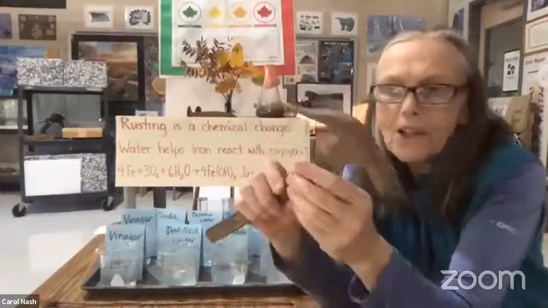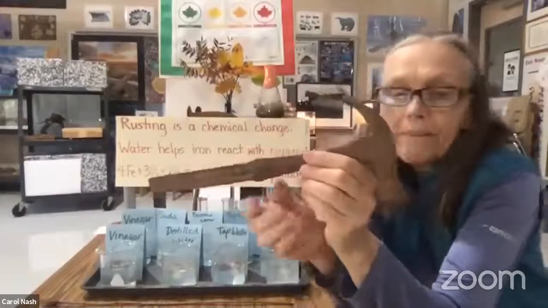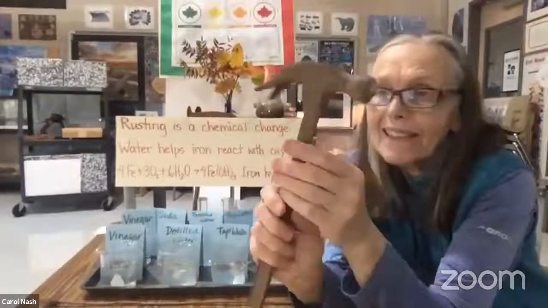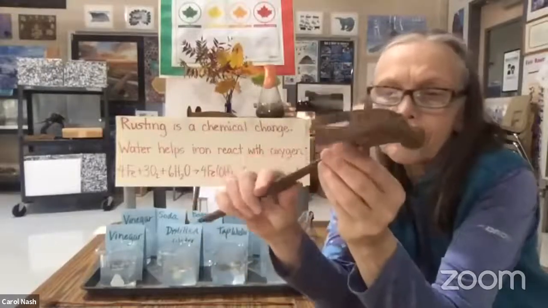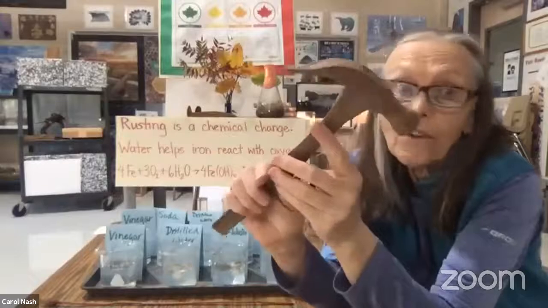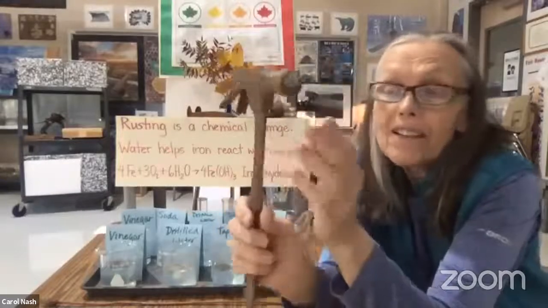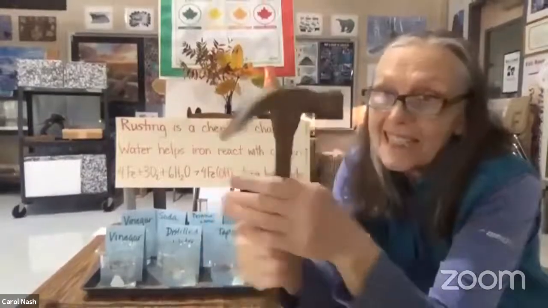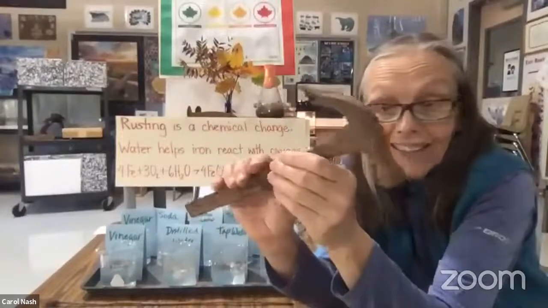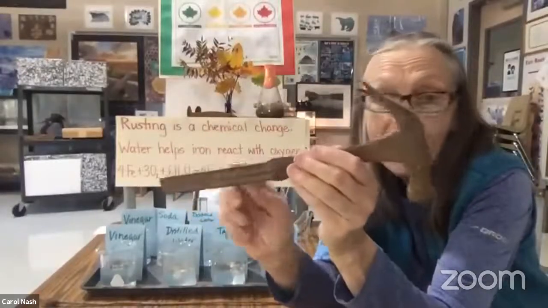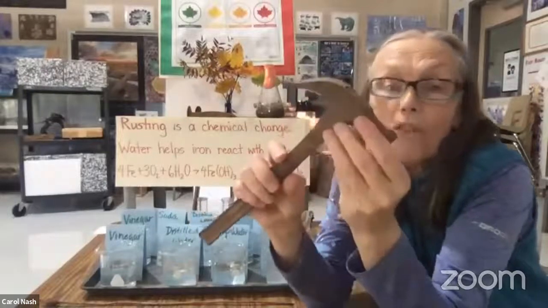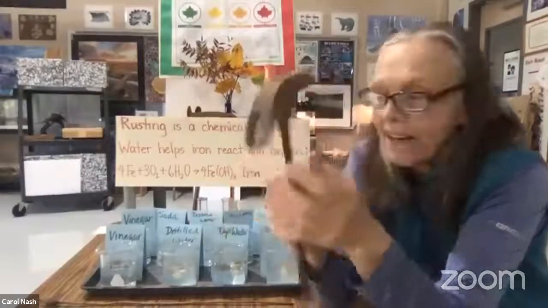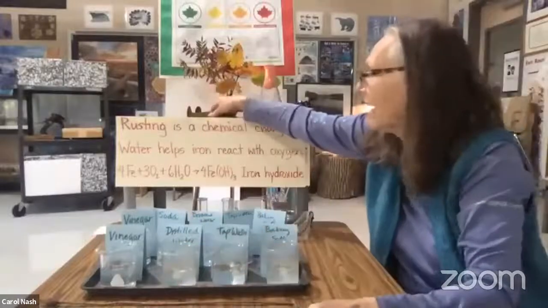I don't know why, so fascinating to me. I found this old hammer out there and I brought it in. It's kind of stopped rusting indoors because it's not very wet. But this nice strong steel hammer, if I put it back outside, would gradually flake away. It would be rusting. So rusting is a chemical change.